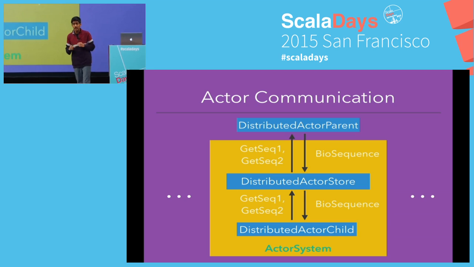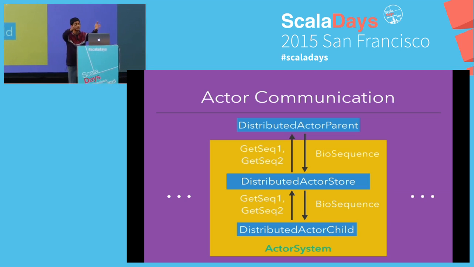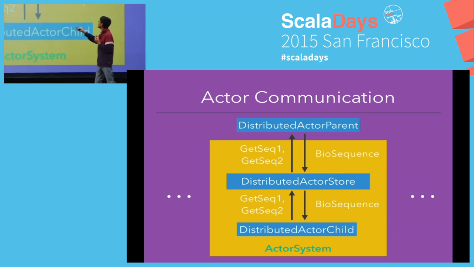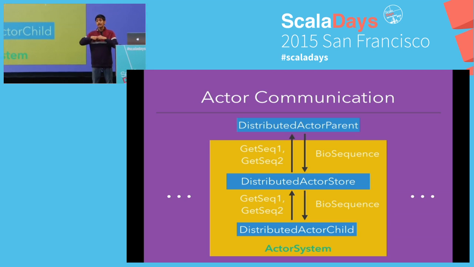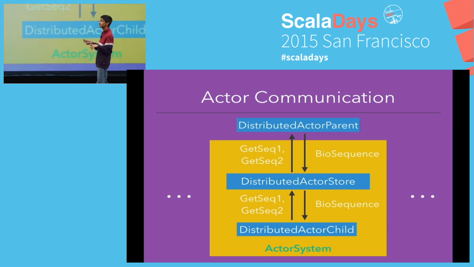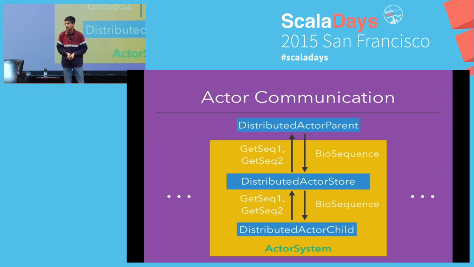So distributed actor child, when it calculates a block, it first asks for the sections of the sequences that it needs. So it asks get sequence 1 and get sequence 2. Now distributed actor store will check, do I already have it? If so, it sends this back immediately. Otherwise, it asks distributed actor parent for it. Once the store gets back the sequence from the parent, it caches it locally and then forwards it to the child that initially requested it.